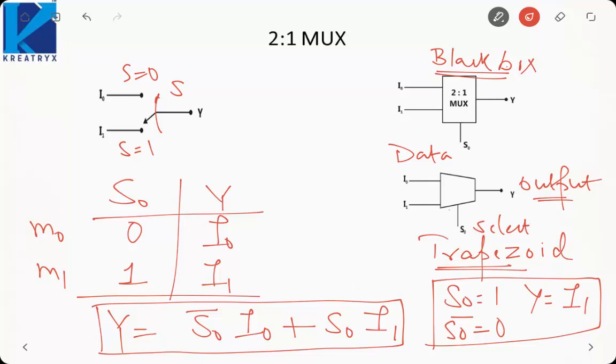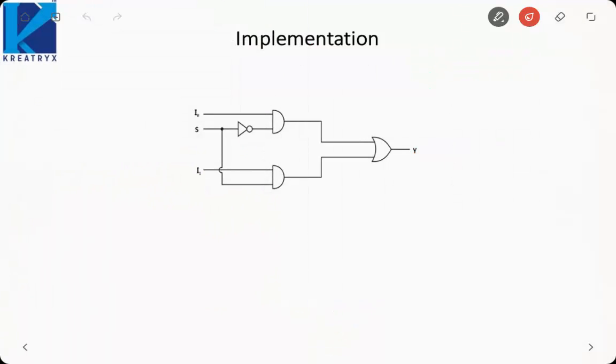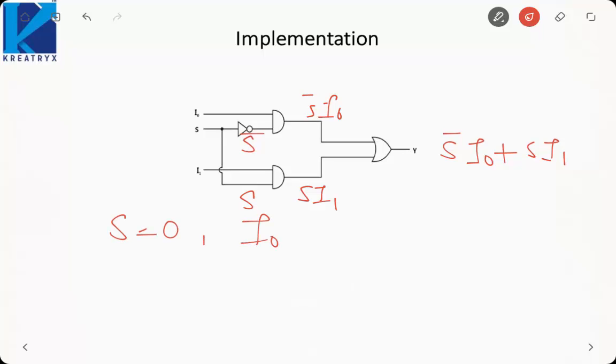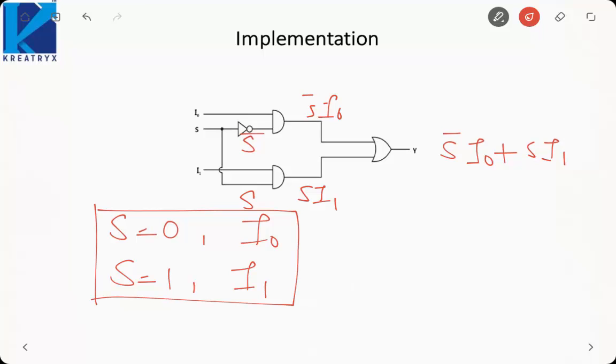Now let us see how a digital circuit can be formed around this logical expression. If you see here, I have taken S bar here and I have taken S here. So output of this AND gate will be S I1, S bar I0. So y will be S bar I0 plus S I1. This is my output. Always remember, S equal to 0 corresponds to I0, S equal to 1 corresponds to I1. So minterm 0 corresponds to I0, minterm 1 corresponds to I1. This is how we can implement a 2:1 multiplexer.